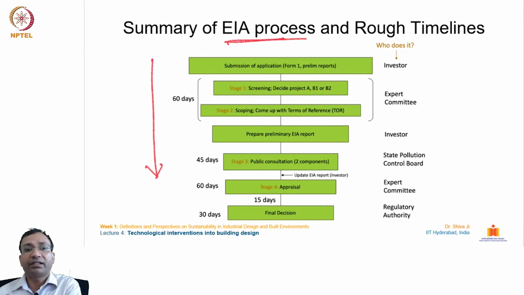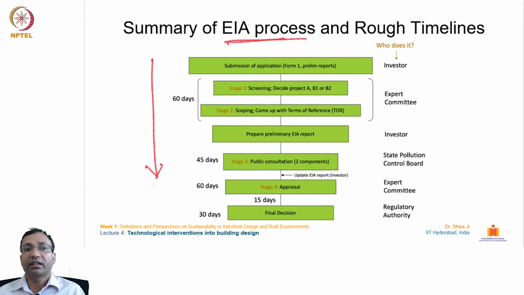So if you see a summary of this EIA process and roughly the timelines, it starts from the submission of the application, which is Form 1, and it is submitted along with preliminary reports, such as some assessments, some surveying, and some data collection, etc. And then it goes further to screening as Stage 1.